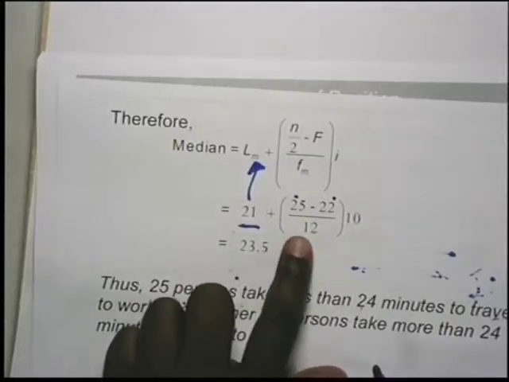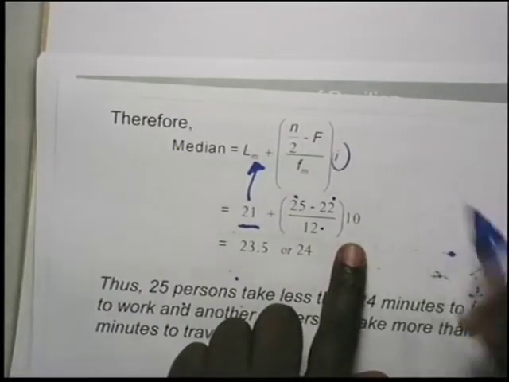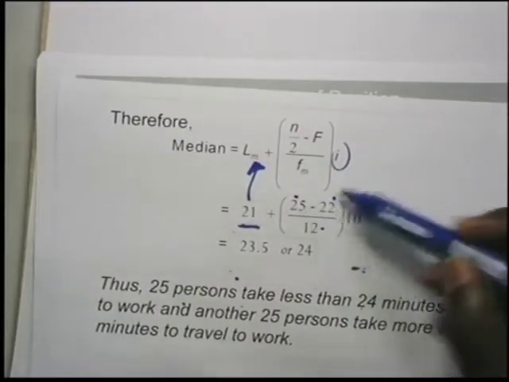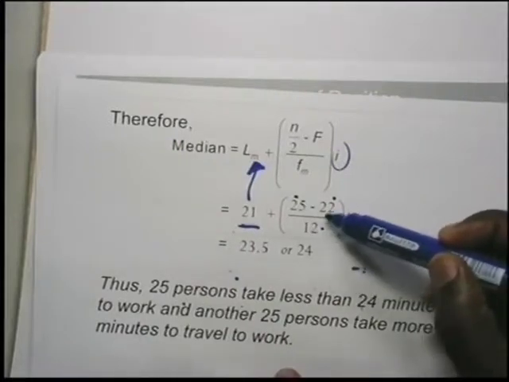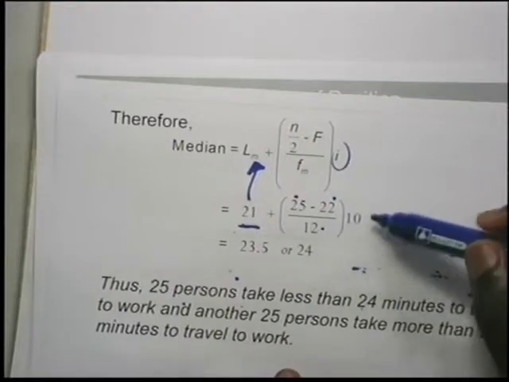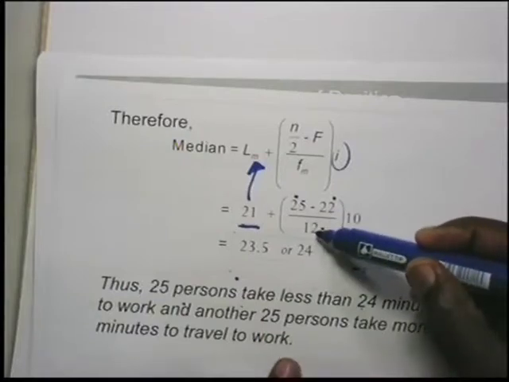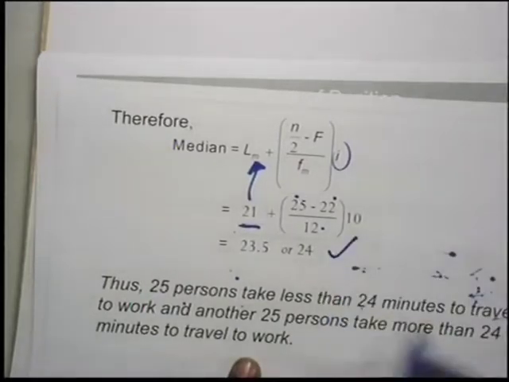Then the frequency FM, the frequency of the median class. The median class is the third row there, which is 21 to 30. The frequency there is 12, and we put our 12 there. Then the I at the end is the interval, which is 10. So we solve this. If we say 25 minus 22, we get 3. 3 divided by 12, we get 1 over 4. 1 over 4 multiplied by 10 equals 10 over 4. If we say 10 over 4 plus 21, you will get the number that we have here.